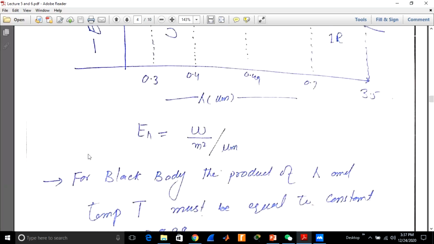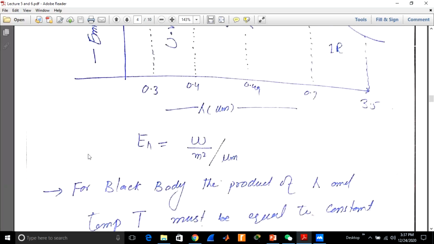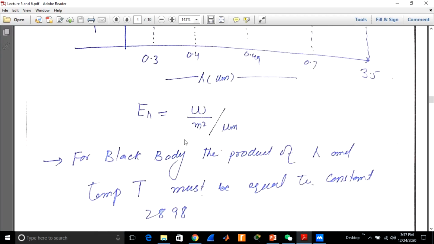So what is the unit of emissive power? The emissive power unit is watt per meter square per micrometer. Watt per meter square is the intensity, and micrometer is the unit of wavelength. It means the intensity per unit micrometer wavelength is called emissive power, and it is denoted by E lambda.